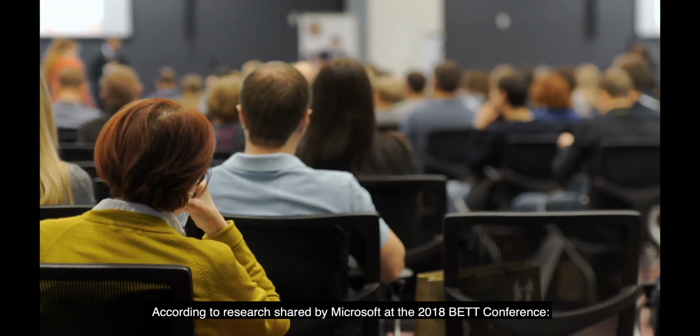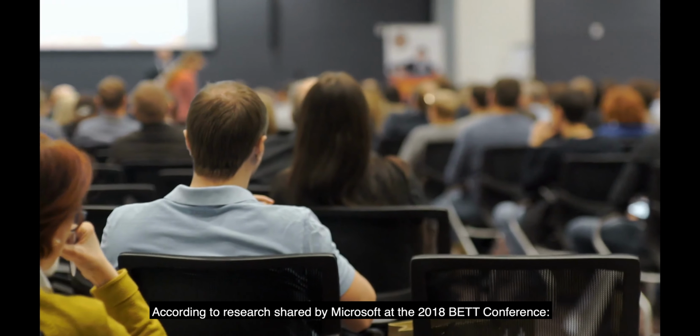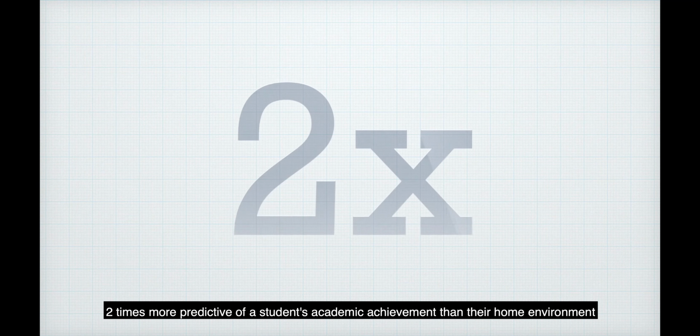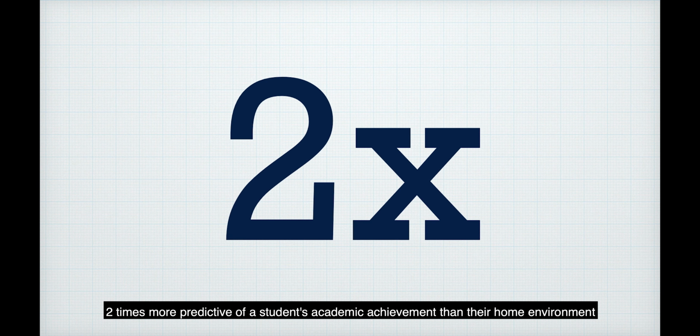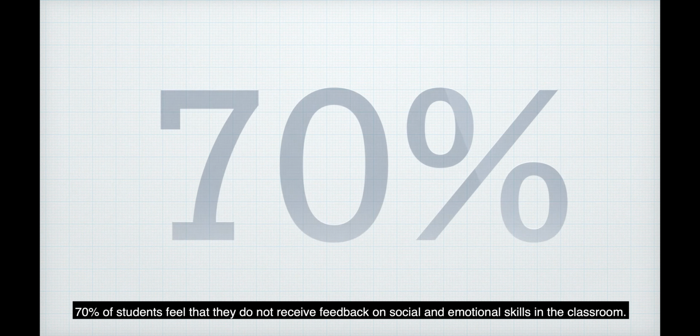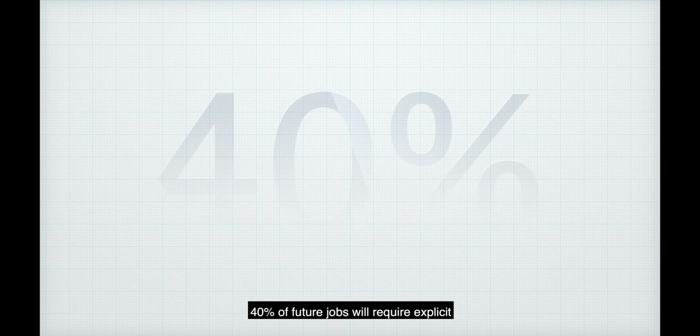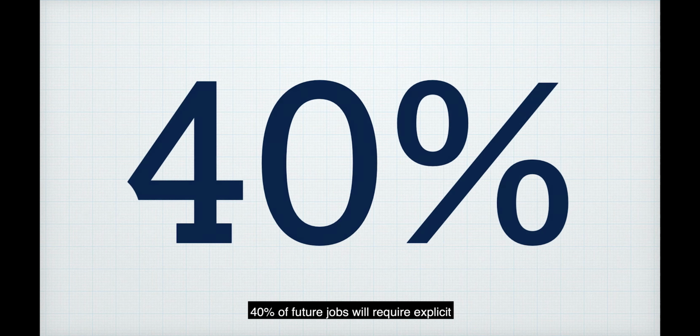According to research shared by Microsoft at the 2018 BET conference, social and emotional skills are 2 times more predictive of a student's academic achievement than their home environment or demographic. 70% of students feel that they do not receive feedback on social and emotional skills in the classroom. 40% of future jobs will require explicit social and emotional skills.